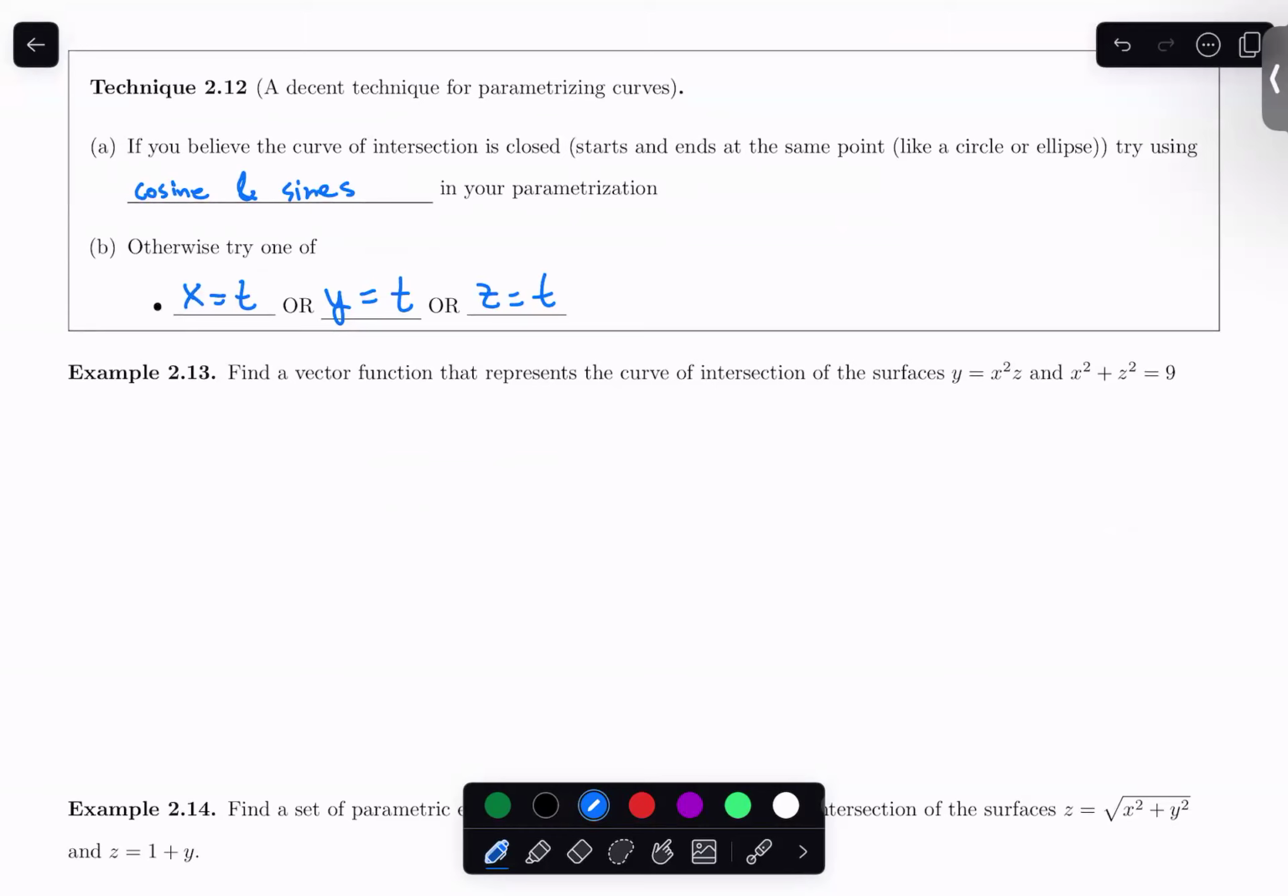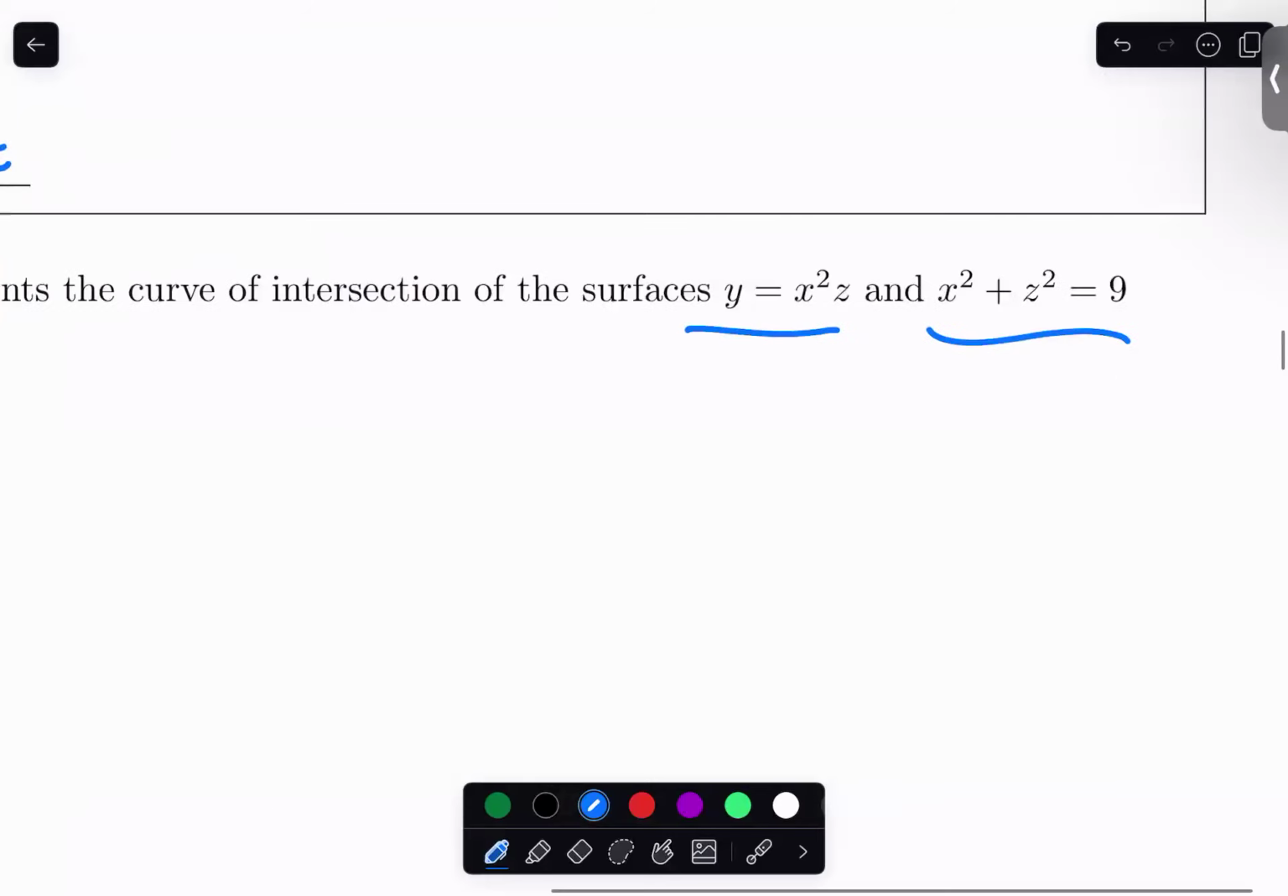I have a few interesting surfaces here, and I'd like to find the vector function that represents the curve of intersection. So my two interesting surfaces are right here. And again, when I'm looking at this, kind of similar to this first problem, I notice that I have basically a circle, right? It's a circle in the xz plane. Usually circles, we like them with x squared plus y squared equals r squared, right? But this is in the xz plane here.